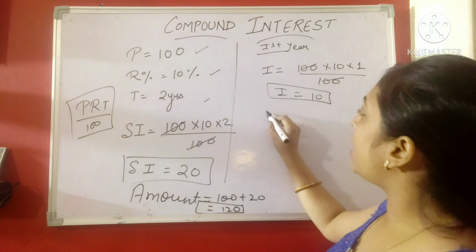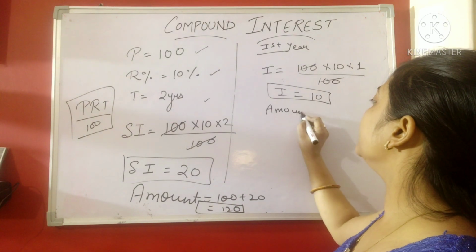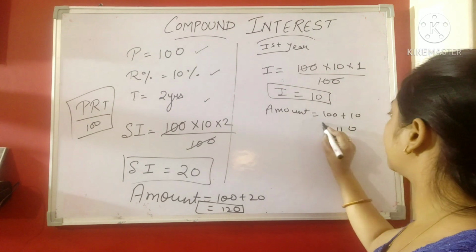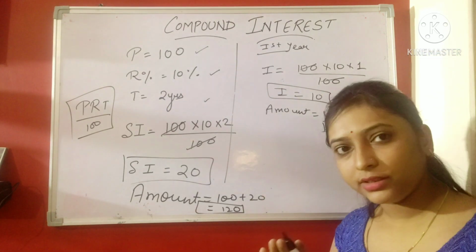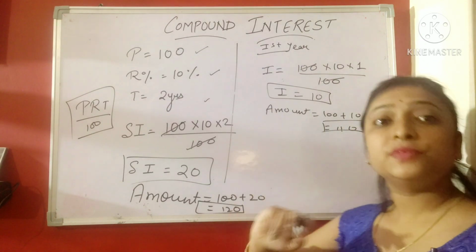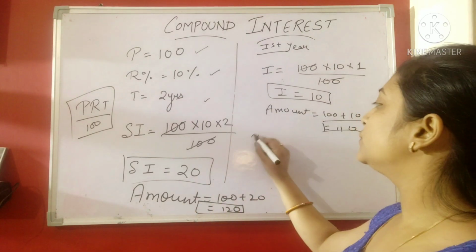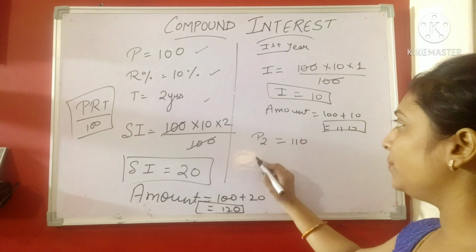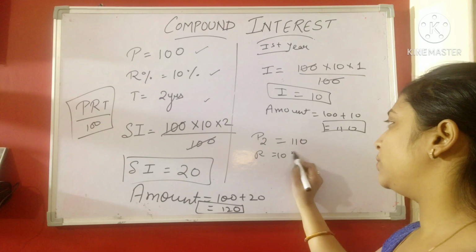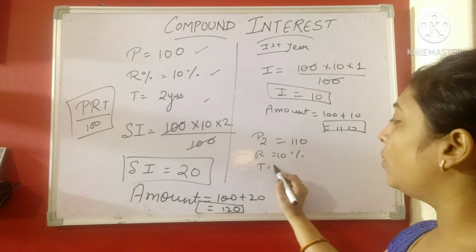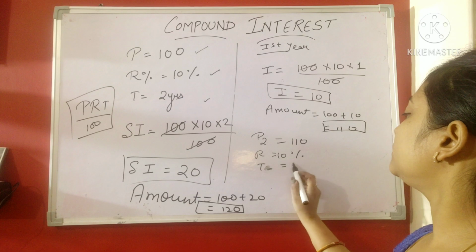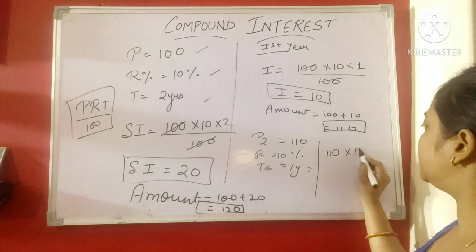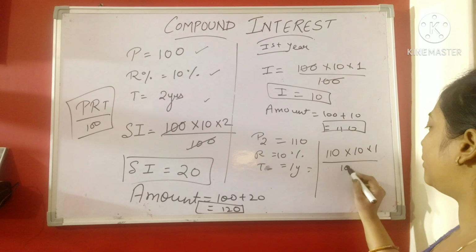Now, the amount after 1 year is 100 plus 10, which is 110, right? This is the amount after the first year. This amount becomes the principal for the second year. So, when we talk about the second year, principal will be 110. Rate was 10% only and time is again 1 year, right? Let us again calculate 110 into 10 into 1 upon 100.